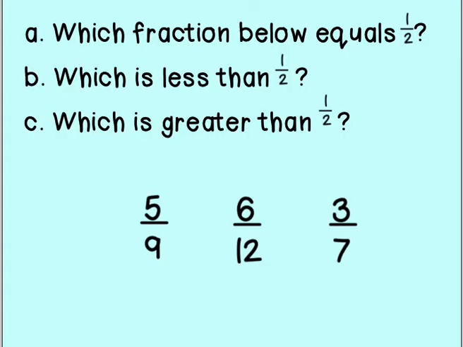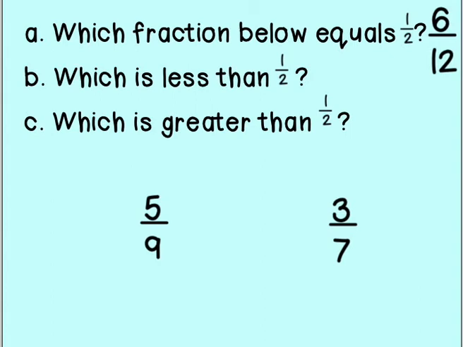Now, when we're trying to figure out which fraction is greater than, equal to, or less than 1/2, we need to compare those fractions to 1/2. So, first of all, if we're looking for the fraction that equals 1/2, we're going to divide the bottom number by 2, or we could even multiply the top number by 2. So 5 times 2 is 10, which is not in my denominator, so that's not equal to 1/2. 6 times 2 is 12. So I know that the fraction that's equal to 1/2 is 6/12.